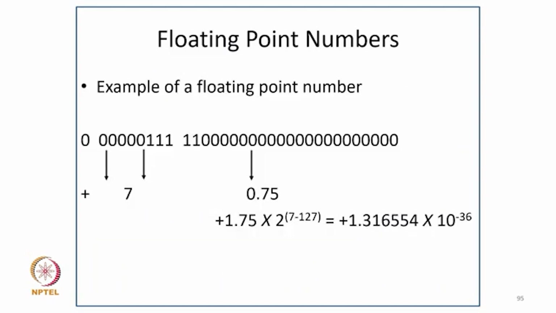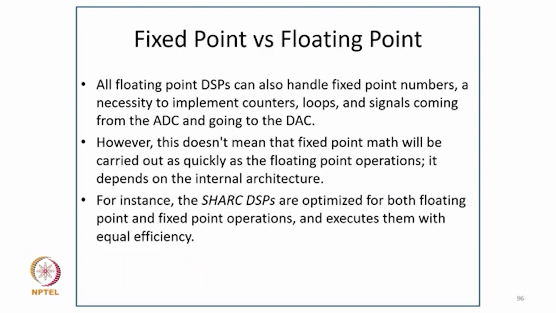Here is an example of a floating point number, shown with its bits. The first bit is for plus or minus, then the 8 exponent bits are shown as a number, and then the remaining mantissa bits, here showing 0.75, that is plus 1.75 times 2 to the power 7 minus 127, equal to plus 1.316554 times 10 to the power minus 36.